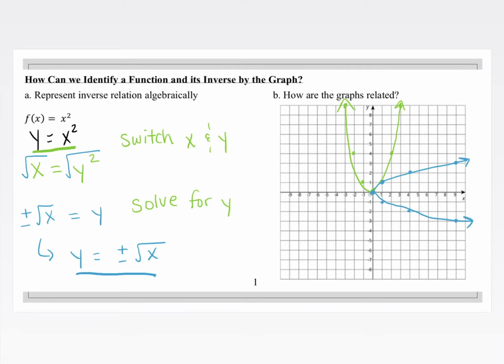Now, what do we notice about these two graphs? Well, for our first parent function, y equals x squared, our green graph, it looks like that graph was rotated 90 degrees. In actuality, this is called reflected. It's reflected across the line y equals x.